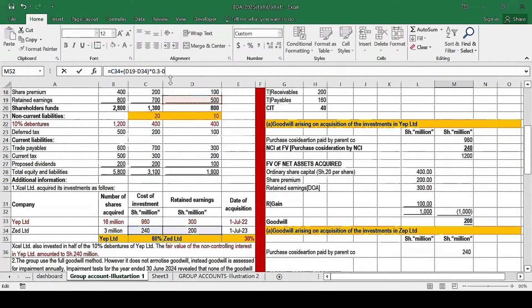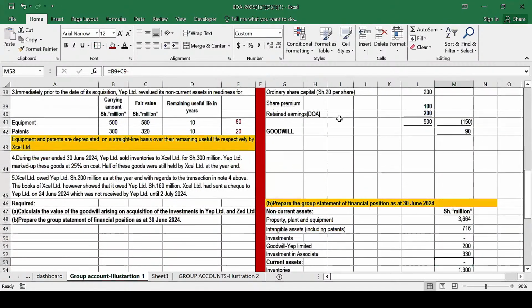I hope you can see how we have computed that. We have taken the cost of investment, 240. We have added the parent company share of the post-acquisition retained earnings of Z, and then deducted the impairment loss. This one is 240, and this one will come to 300. 30% of 300 should be 90. That should give us roughly 330. Let's see whether we will get 330. Yes, that would be 330. So basically nothing else to be recognized here. I think we are basically done.